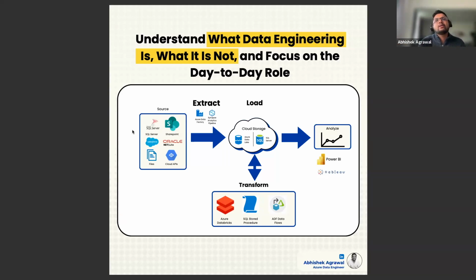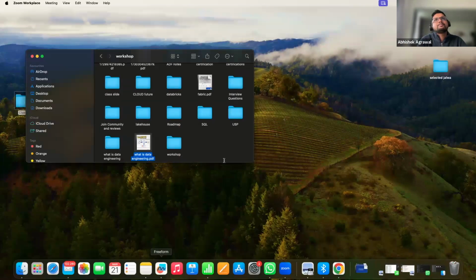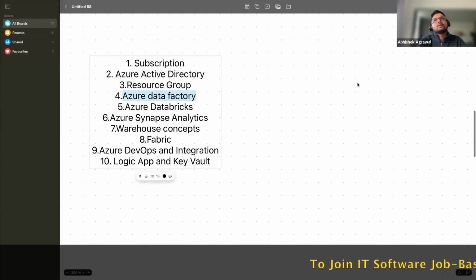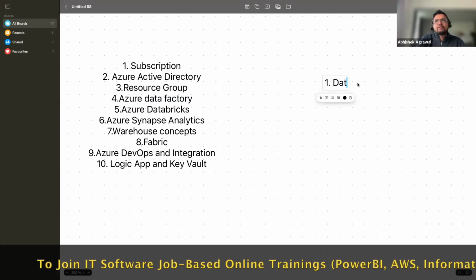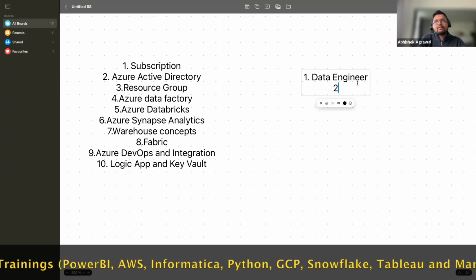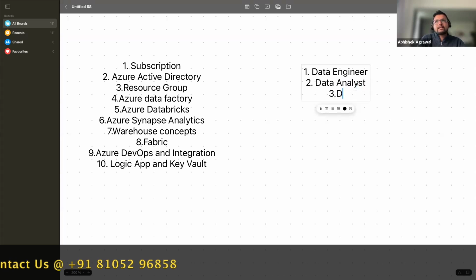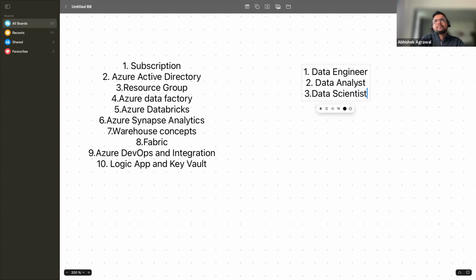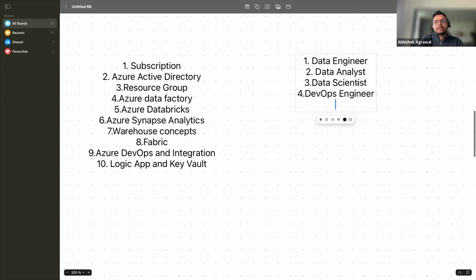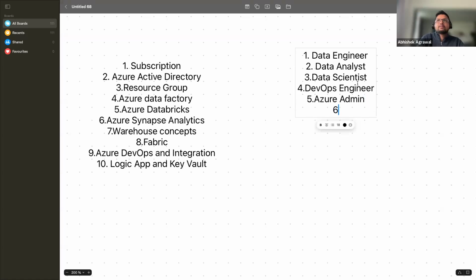So there are many roles in the cloud world, okay? Suppose I try to write down the different roles present in the cloud world. You have a data engineer. Then you have a data analyst. Then you have a data scientist. Then you have, for example, a DevOps engineer. Then you have admin. And then you have a data architect.